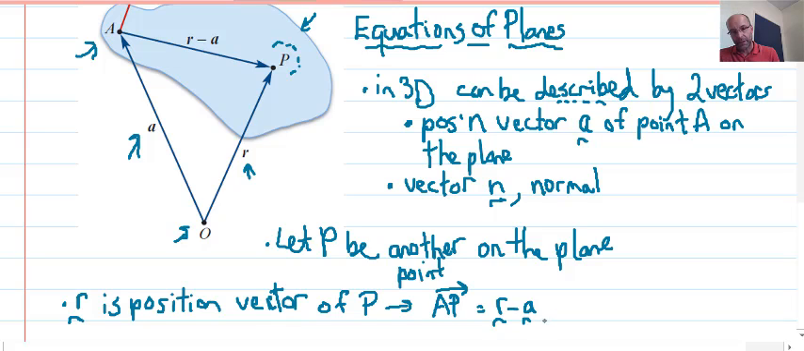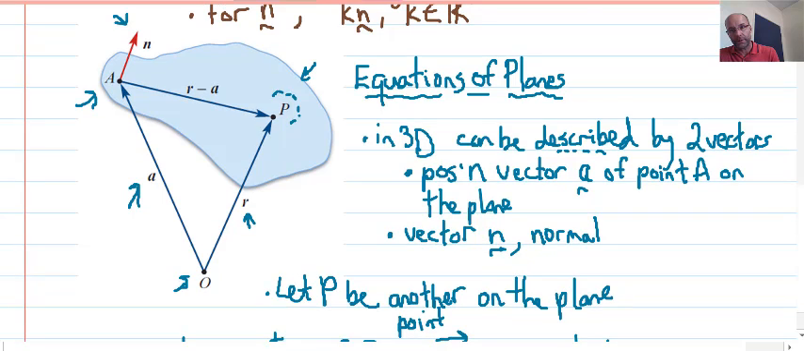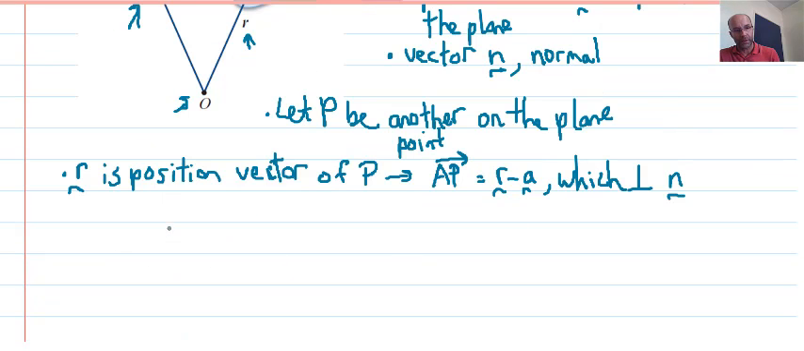Now, this is perpendicular to the normal, n, because it goes along the surface of the plane, and we know the normal comes out perpendicular. And when you're talking perpendicular, we're very often talking about the dot product of vectors. So r minus a that we just got there is a vector itself, and it's perpendicular to n.